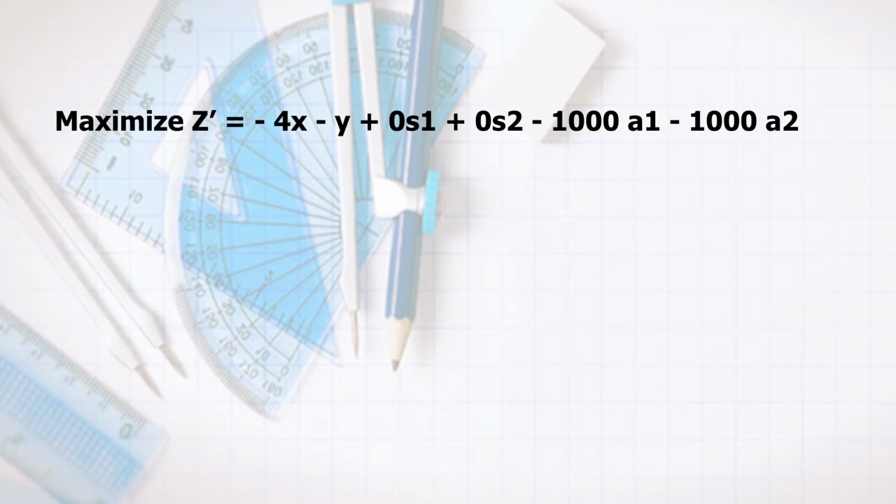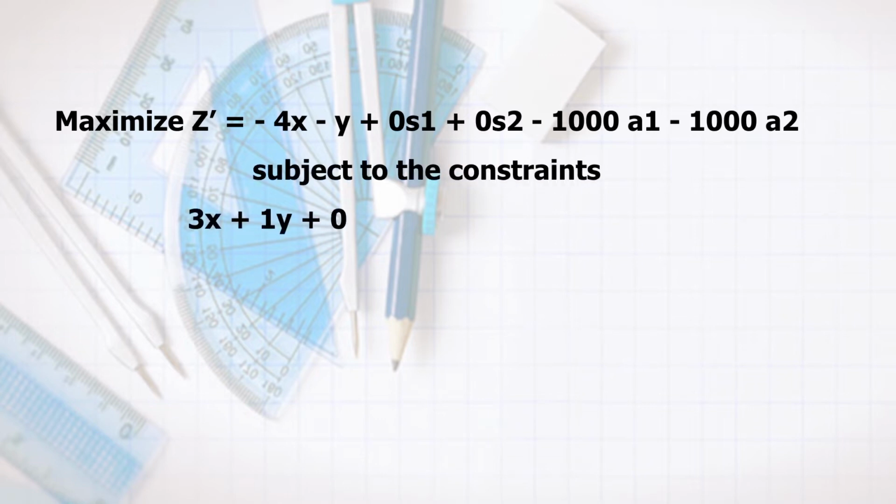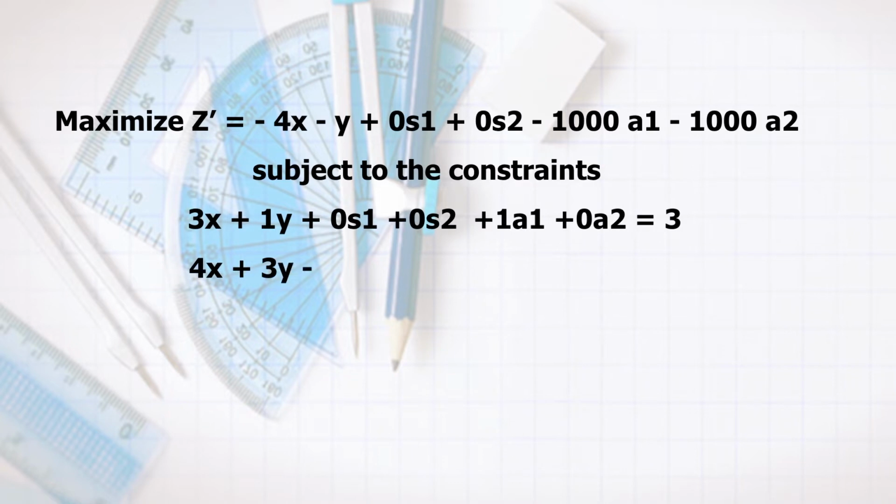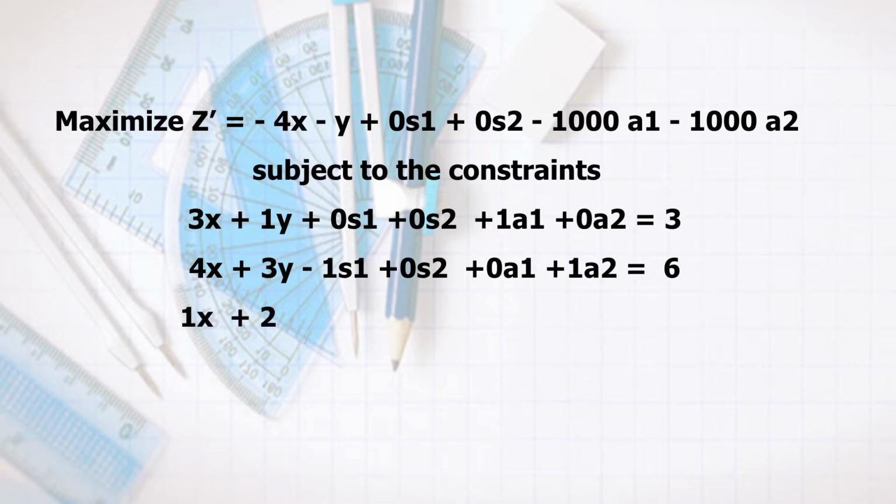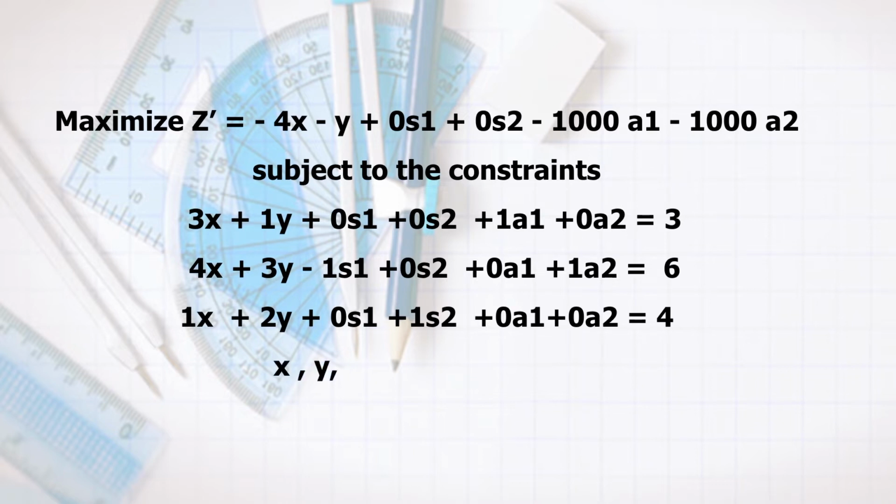minus y plus 0s1 plus 0s2 minus 1000 a1 minus 1000 a2, subject to the constraints 3x plus 1y plus 0s1 plus 0s2 plus 1a1 plus 0a2 is equal to 3, 4x plus 3y minus 1s1 plus 0s2 plus 0a1 plus 1a2 is equal to 6, 1x plus 2y plus 0s1 plus 1s2 plus 0a1 plus 0a2 is equal to 4, where x, y, s1, s2, a1, a2 are all greater than or equal to 0.